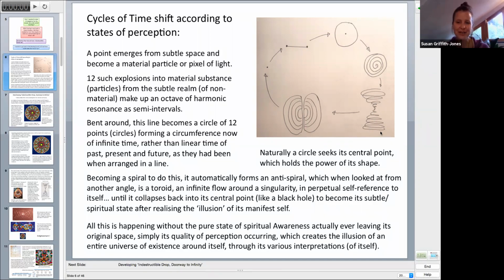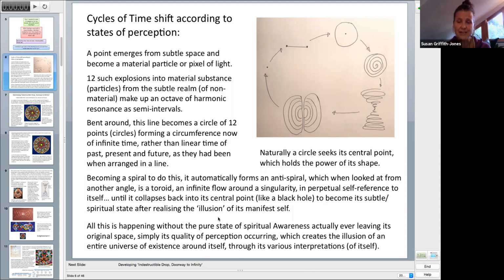When looked at from another angle, it is a toroid, which is, in a nutshell, an infinite flow around a singularity, in perpetual self-reference to itself, until it collapses back into its central point, like into a black hole, let's say, to become its subtle spiritual state after realizing the illusion of its manifest self. Otherwise, it continues to go round and round.